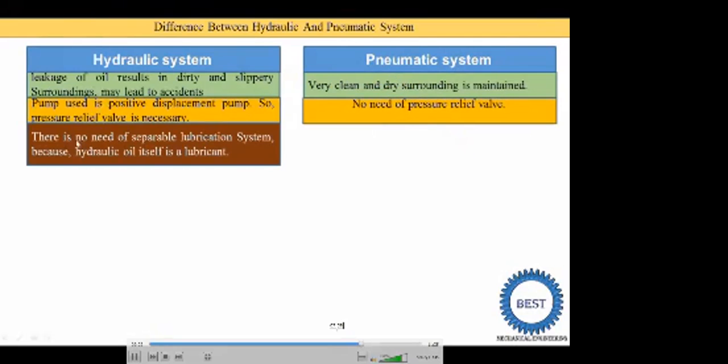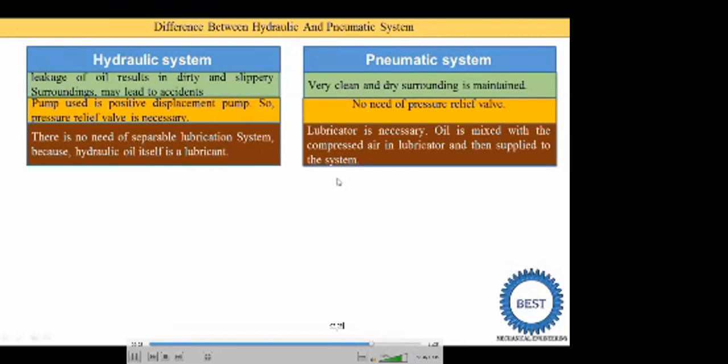In a hydraulic system, there is no need of a separate lubrication system because hydraulic oil itself is a lubricant. Oil is passed through every component inside the hydraulic system, so we do not require any separate lubrication system because the oil itself lubricates. You know that every lubrication system uses oil, and here the working substance is oil, so the cost of the lubrication system is reduced.